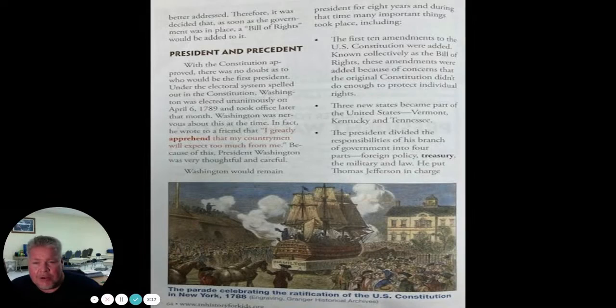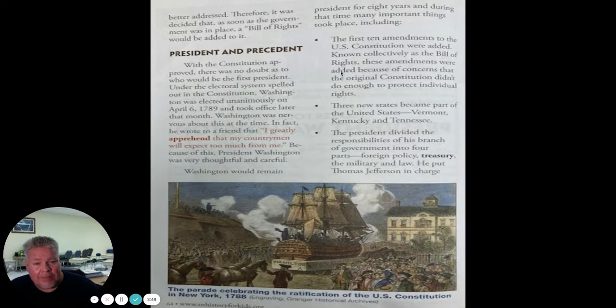In fact, he wrote to a friend that "I greatly apprehend that my countrymen will expect too much from me." Because of this, President Washington was very thoughtful and careful. Washington would remain president for 8 years, and during that time, many important things took place, including the first 10 amendments to the U.S. Constitution were added, known collectively as the Bill of Rights. These amendments were added because of the concerns that the original Constitution didn't do enough to protect individual rights.